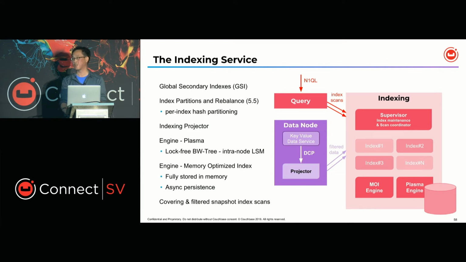There are two different engines available. One is called Plasma, and one is called MOI, or Memory Optimized Index. Plasma is our latest generation storage engine for indexing, and it uses lock-free algorithms up the wazoo, so there's a lot of concurrent support underneath the hood. If you were to explain Plasma in a tweet, it's not a B-tree.